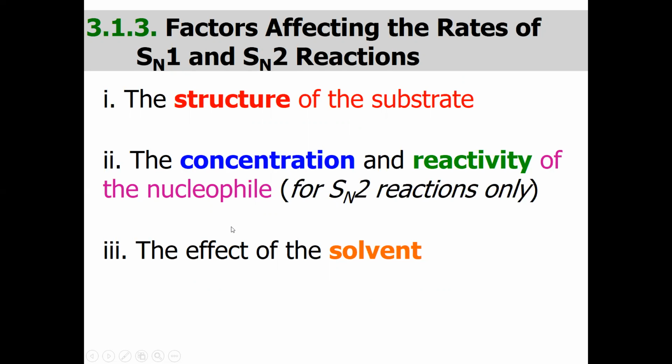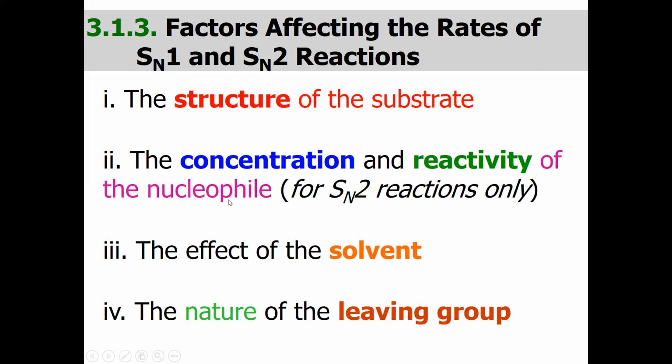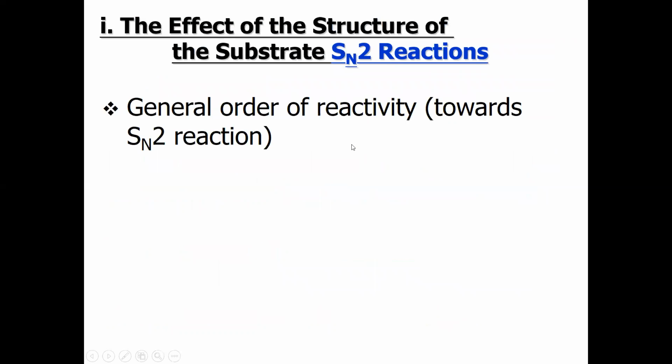The third factor is the effect of the solvents. Solvents play an important role in affecting the SN1 and SN2 reactions. And the fourth factor is the nature of the leaving group. What type of leaving group is it? Is it small in size, bigger in size, neutral, or vice versa? So let us see some explanation of these factors, and how they can affect SN1 and SN2 reactions.